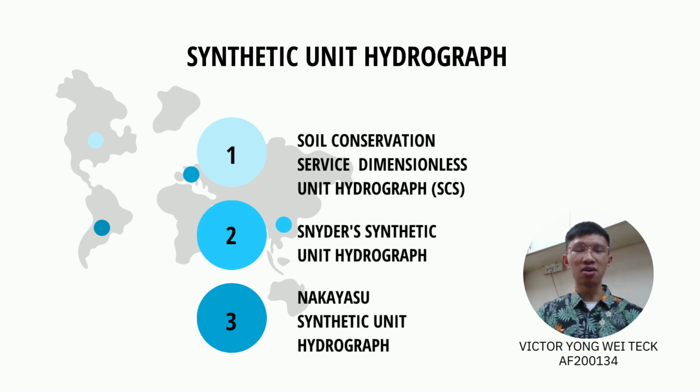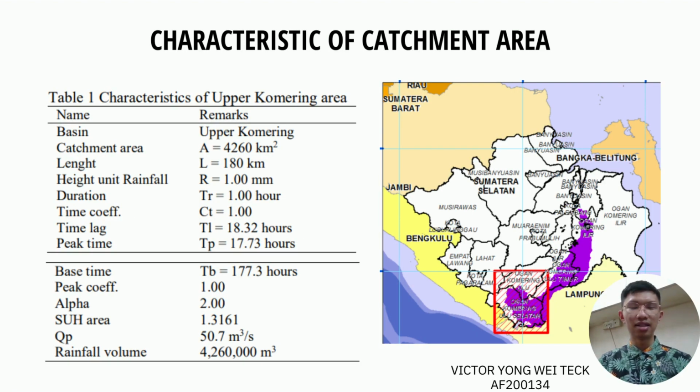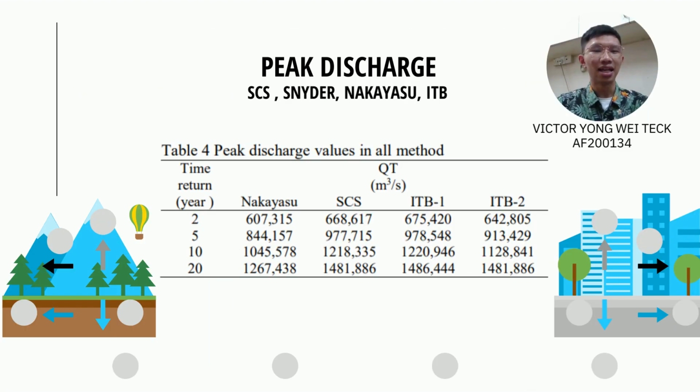There are three types of synthetic unit hydrograph that are commonly used in Indonesia. First, the Soil Conservation Service dimensionless unit hydrograph. The second is the Snyder synthetic unit hydrograph, and the last one is the Nakayasu synthetic unit hydrograph. Table 1 shows the characteristics of the catchment area that are required for the synthetic unit hydrograph, such as the catchment area, the runoff volume, peak time, and the base time. The peak discharge obtained from all methods is tabulated below.